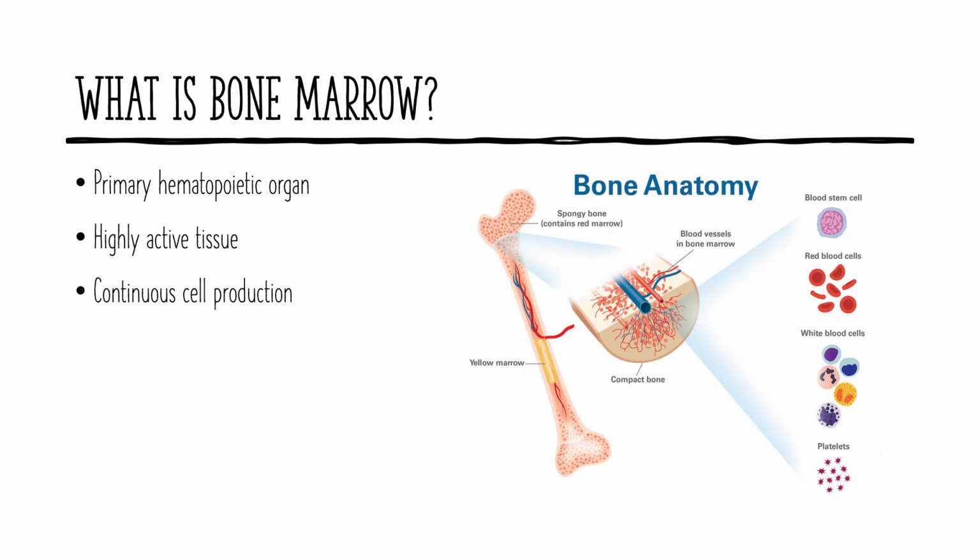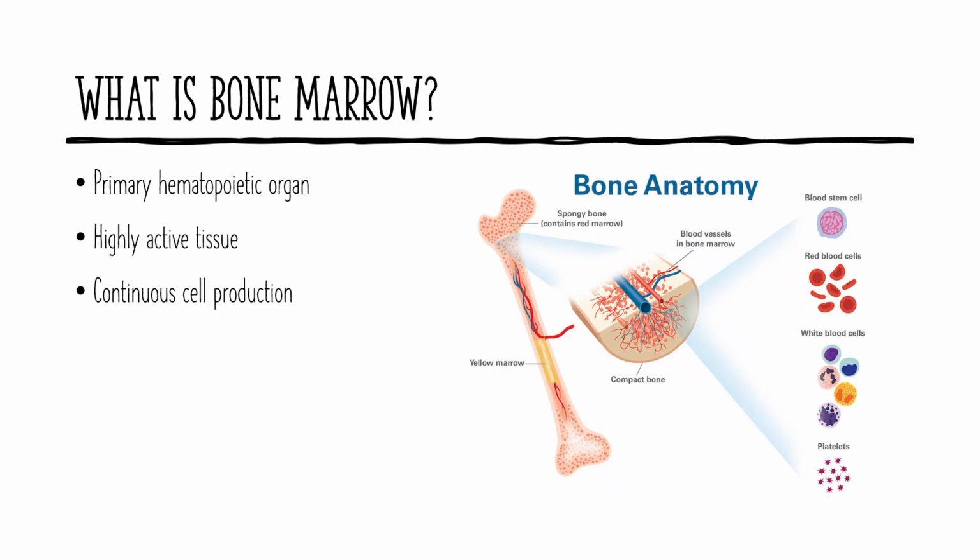Let's ground ourselves in the basics. What bone marrow actually is. Bone marrow is the primary hematopoietic organ in adults. It's not passive tissue sitting inside bone. It's one of the most metabolically active environments in the body. Every second, your marrow is producing red blood cells for oxygen transport, white blood cells for immune defense, and platelets for clotting. We're talking billions of cells daily.